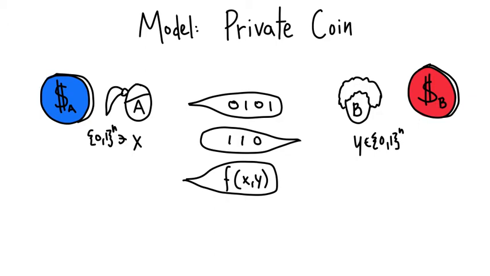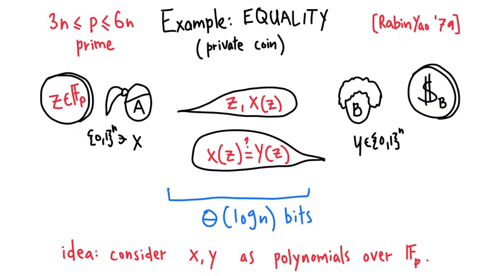One is the so-called private coin model. Here Alice and Bob each have the ability to toss unbiased coins privately. So Alice has access to her random bits and Bob has access to his random bits, but they are hidden from one another. They run some protocol using these random bits to compute f. And in fact, with private coins, randomness can indeed help quite a bit.